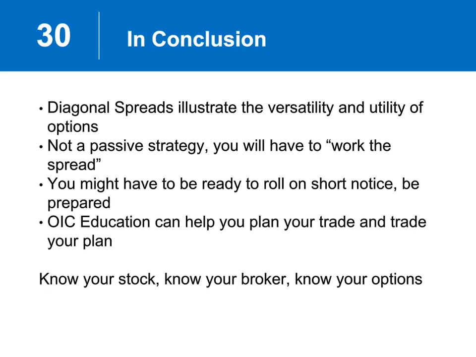Diagonal spreads illustrate the versatility and utility of options. The diagonal call spread strategy is not a passive strategy. You have to be involved and you have to work the spread. You also, if your plan is to roll the spread, may have to be ready to roll on short notice. So you need to be prepared. Finally, OIC can help you plan your trade and trade your plan. And in conclusion, you need to know your stock, know your broker, and know your options.